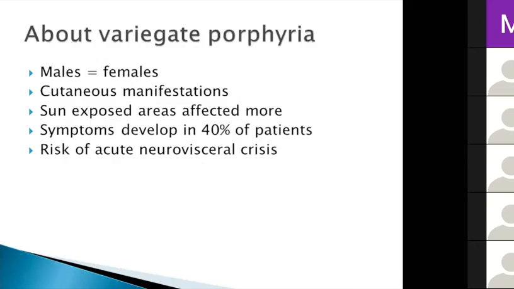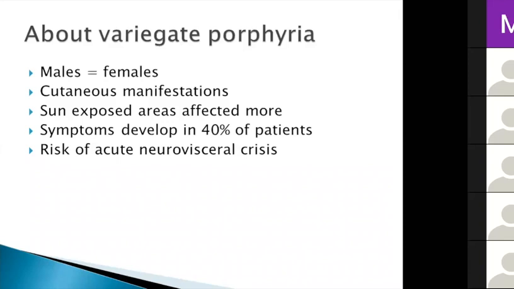So, as we've said, variegate porphyria is the commonest in South Africa. It affects mainly the Afrikaner community. Males and females are affected equally. Only 40% of these patients develop symptoms, and it's usually just cutaneous symptoms. So cutaneous manifestations affect mainly the sun-exposed areas of the body.